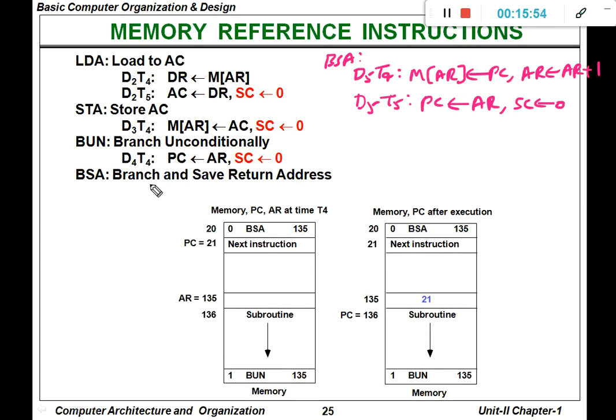Among all these operations, the most difficult operation is branch and save return address. So let us once more verify how it works. So initially, what are we going to perform? Initially, what is the value of PC? Initially the value of PC is 21. The value of the program counter is 21.